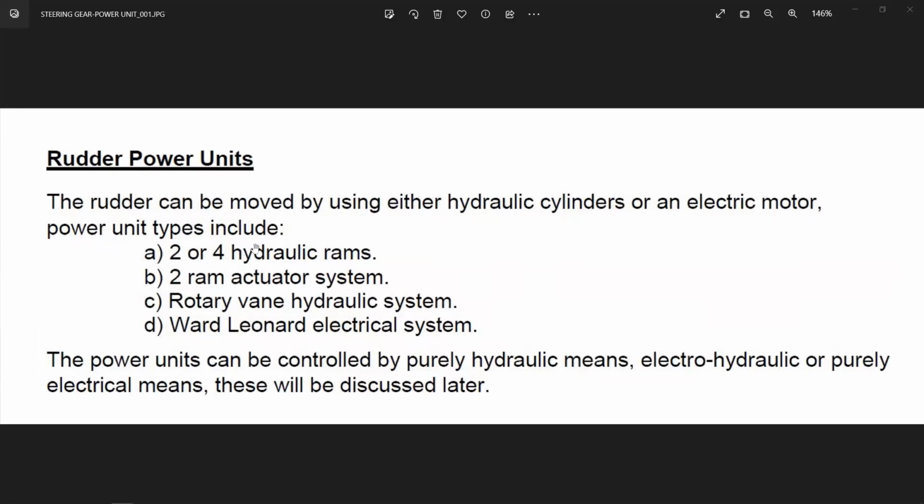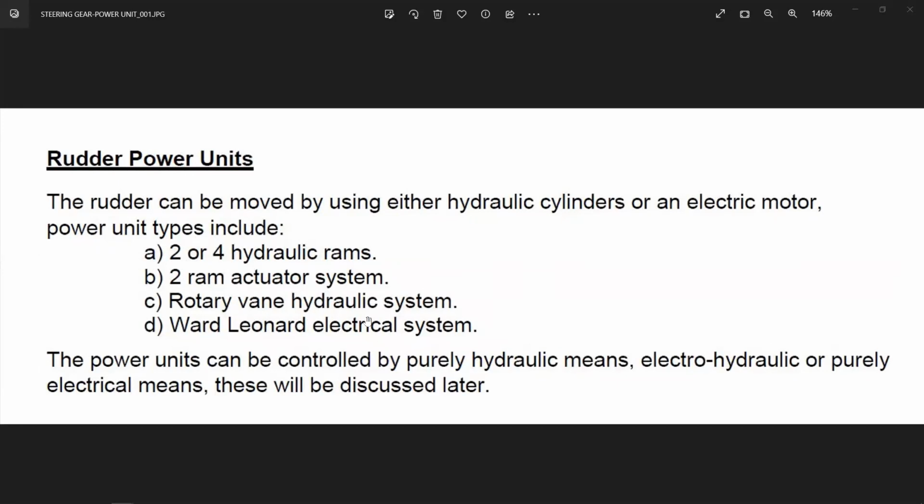So there can be a 2 or 4 ram hydraulic ram system or a 2 ram actuator system. This is used again on smaller vessels or vessels where there is a requirement for space, like they don't have adequate headroom or adequate room for the entire rams to be arranged in a linear manner. They have it in a compact manner. So the 2 ram is used there.